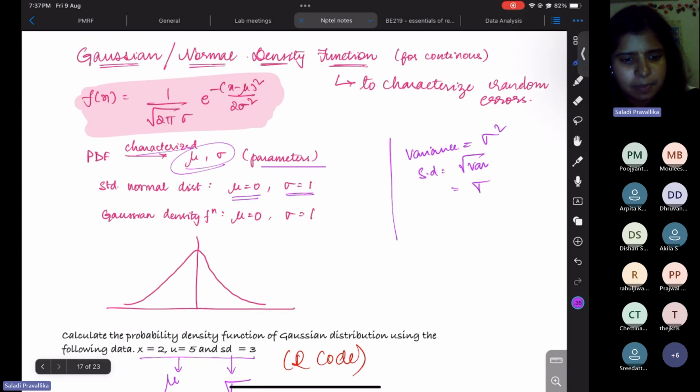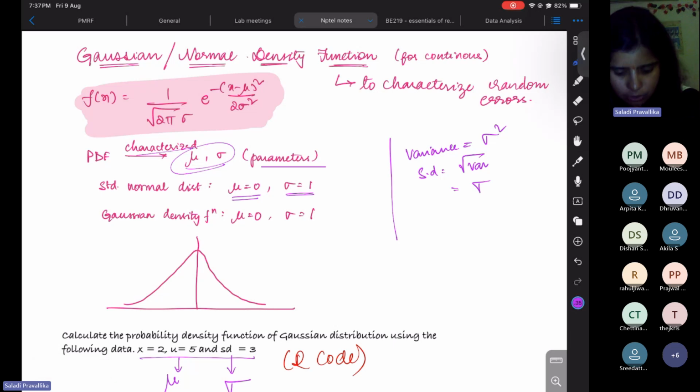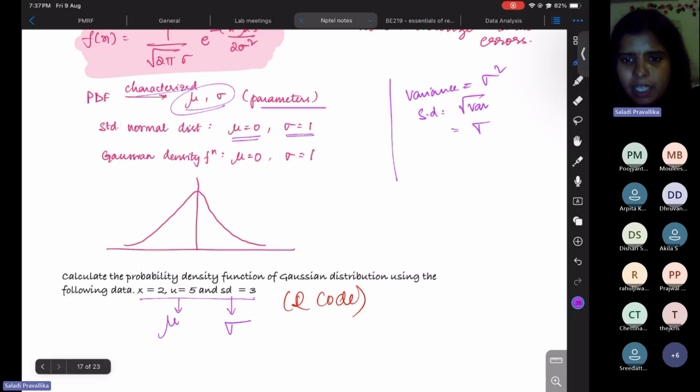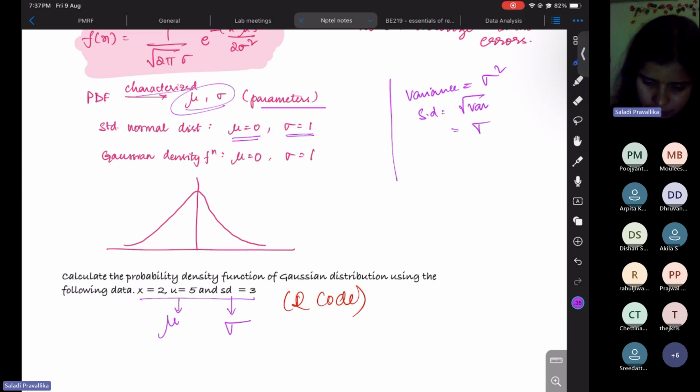Okay, so we barely have 20 minutes more. So you can do this by yourself again. It won't take much time. So instead, I would like to share the R code. We can just have some observations using R.